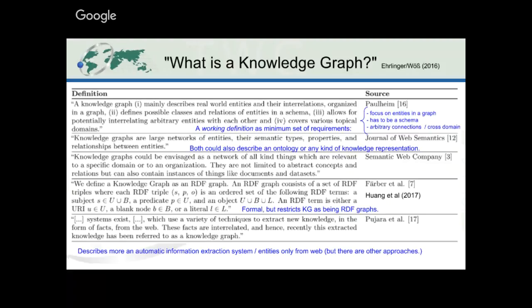The next two definitions are a little bit vague, they're just saying that it's a large network of entities. The third one says that they should be derived or linked instances of documents and so on. We think these definitions touch on some important ideas, but at the same time, they're not formal enough. On the other hand, this fourth definition, we believe, is a bit too formal.